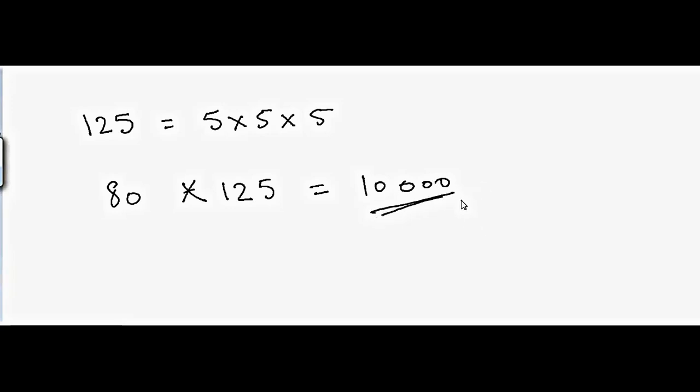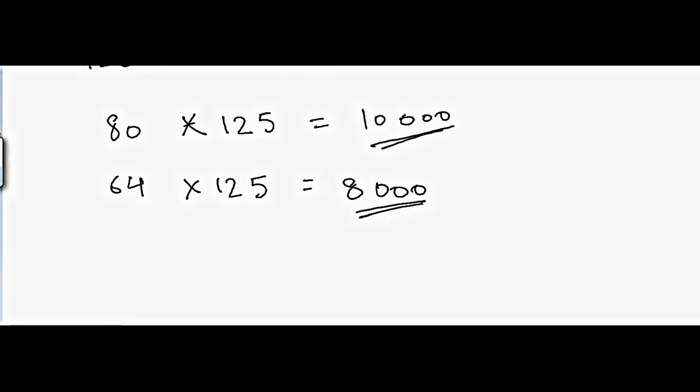So again, let's take another example. If I have 64, as we know that 8 into 8 is 64. So in this case, if I multiply by 125, that will be equal to 8, because we divided 64 by 8 and then put 30 in the end. So it will be 8000.